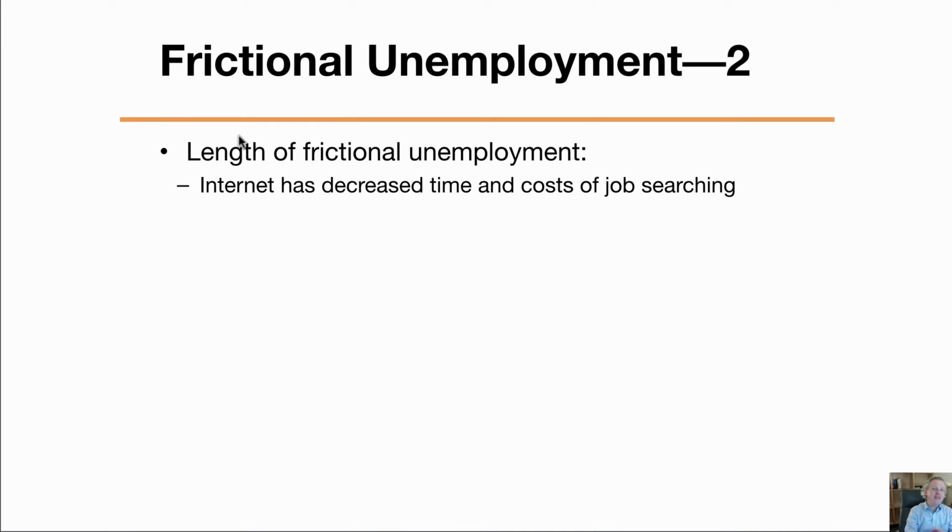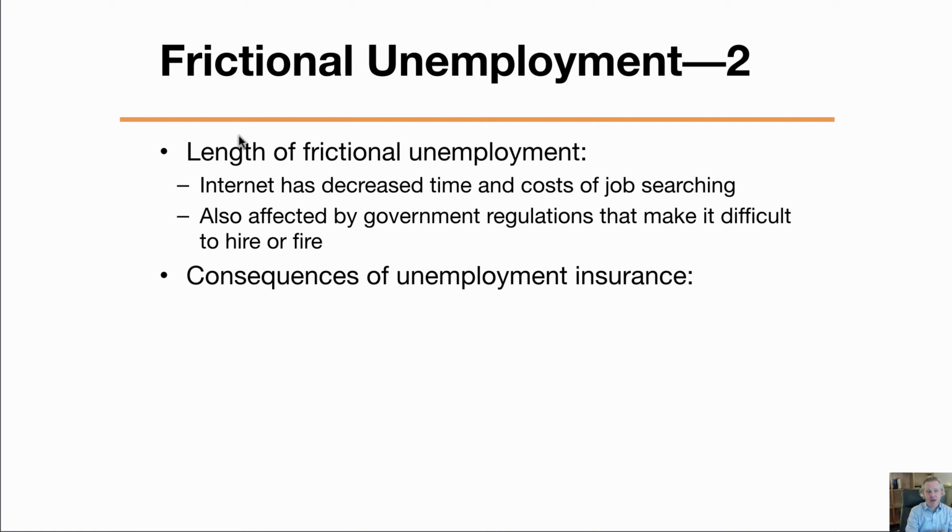The length of frictional unemployment tends to be short, and it's been getting shorter and shorter as the internet has decreased the time and cost associated with job searching. To take that spouse example from the last slide, with the past few times that I've moved, and it's usually my job that requires us to move because there's only so many colleges and so many places in the U.S., my spouse had a job when we showed up because she was able to use the internet to search for jobs, to interview beforehand. So frictional unemployment is becoming less and less of an issue as the internet has lowered search costs for both firms and employees.